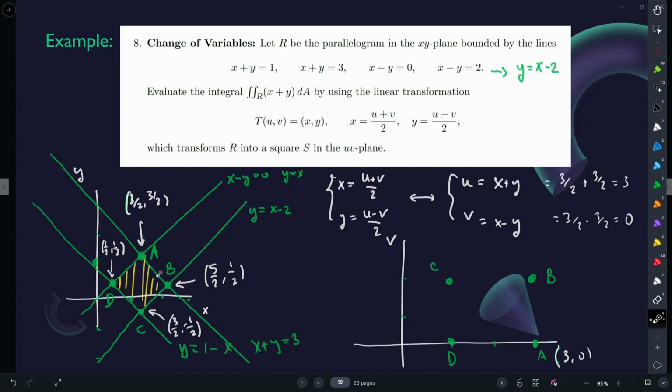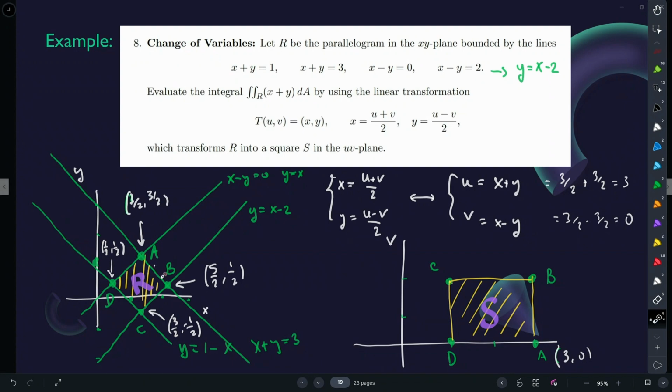Okay? So this line here goes to this line here. It turns out that eventually, if you look at all the limits, this is the new region. It matches that if this was R, this is S. So what that tells me is that my new integral is going to be over this nice rectangle.